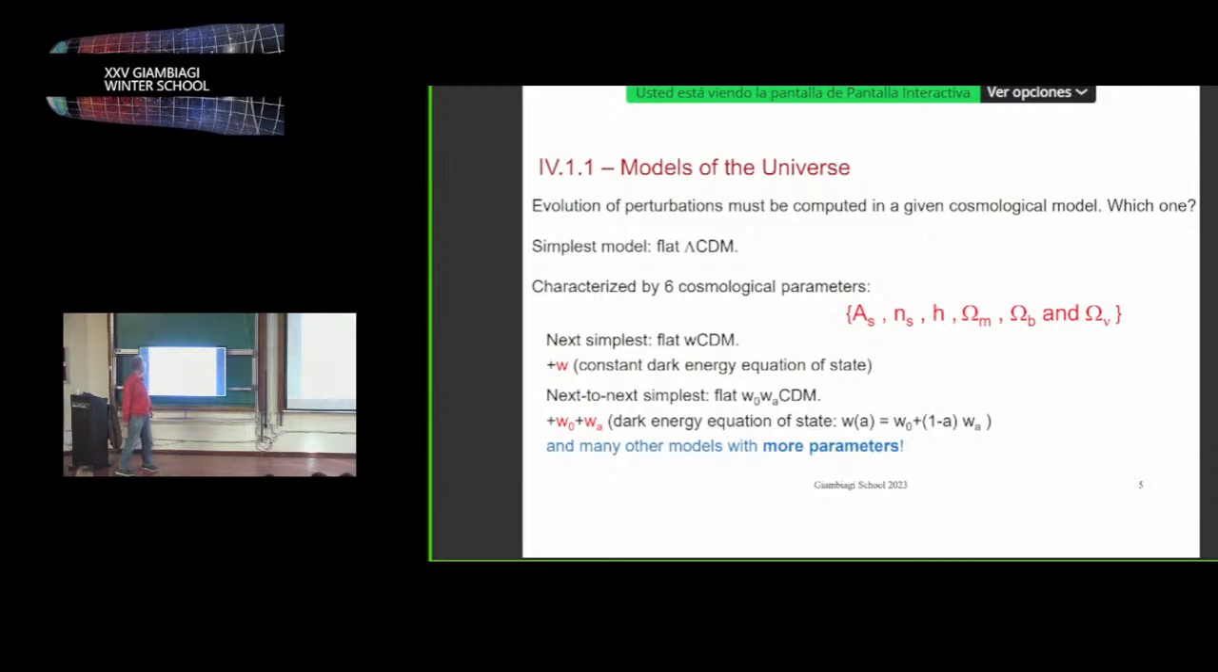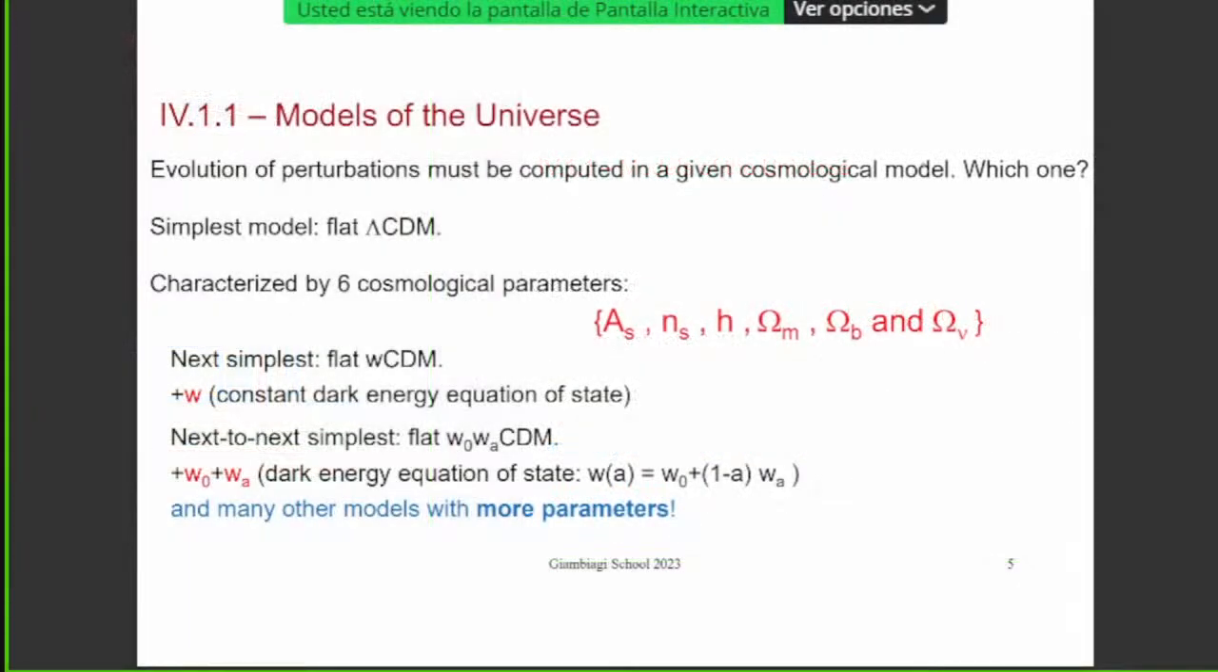So, models of the universe. We want to compute the evolution of perturbations, but in order to do that, you have to give me a model. What is the model that you want to use to compute the growth of the linear perturbations? The linear growth of perturbations depends on the model of the universe. So which model will you choose? It's up to you. You choose whatever model you want to test. That's our job, test models. So what is the simplest model that we can test?